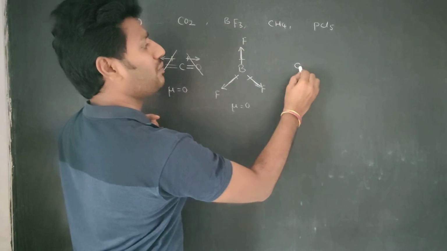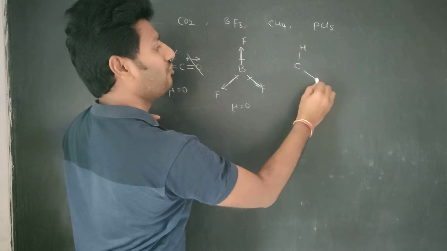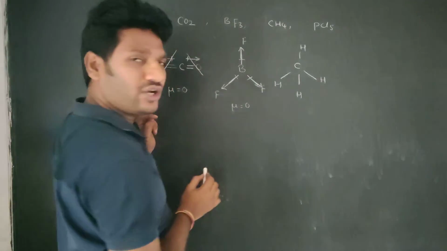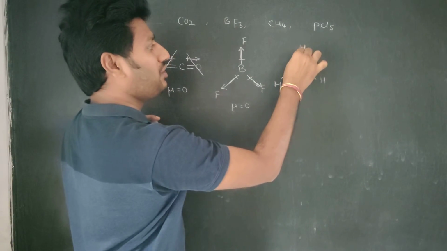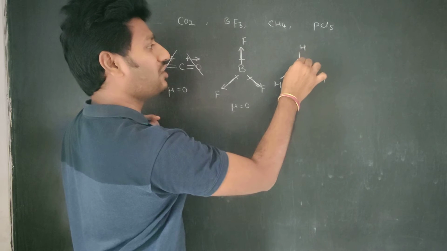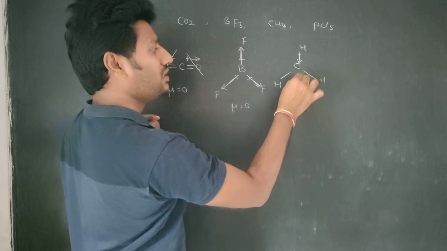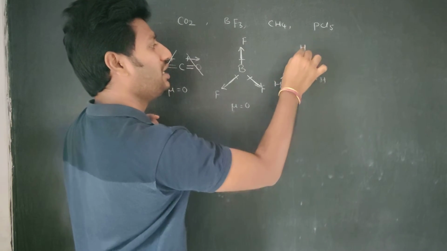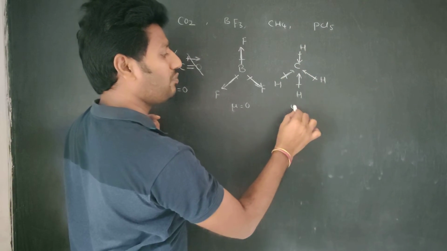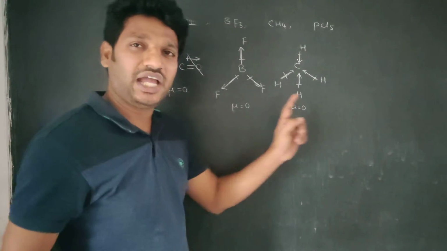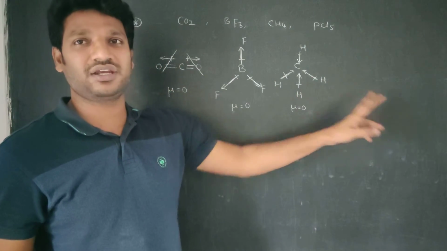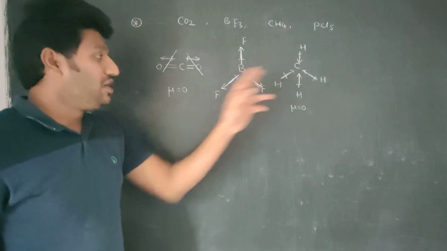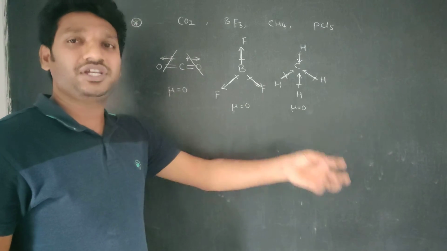Similarly CH4. CH4 has a tetrahedral shape. Compared to carbon, hydrogen is less electronegative. So there is a dipole moment in this direction and this direction, and these are completely opposite. These are also opposite. Then mu is equal to 0. So the sum of the dipole moments is totally cancelled. Ultimately, sir, is there any easy identification method?